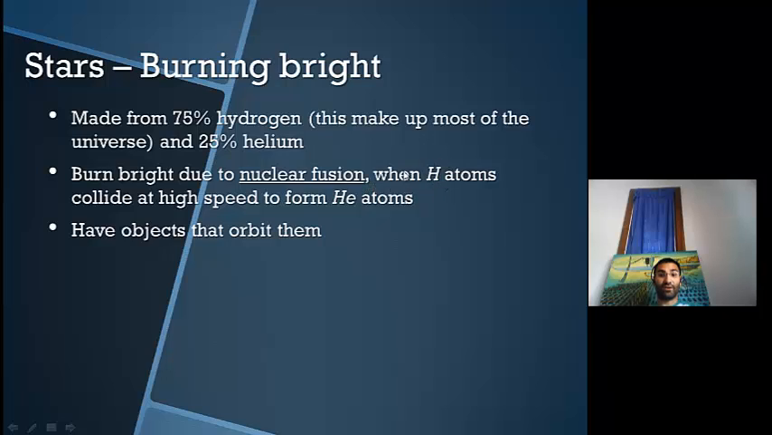What happens is you get hydrogen atoms coming together to form helium atoms. We'll look more at this in the next lecture, and we'll go a little bit more into stars and how their reactions are going there.